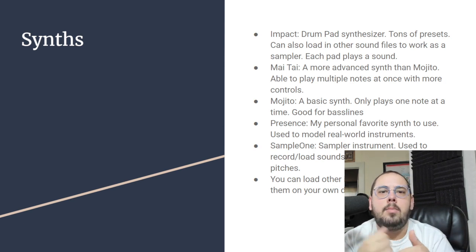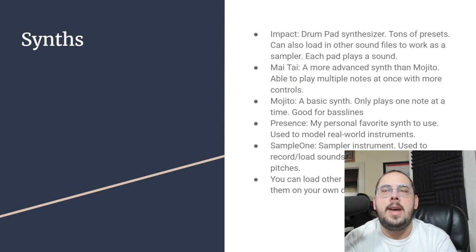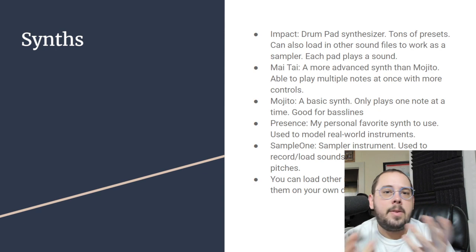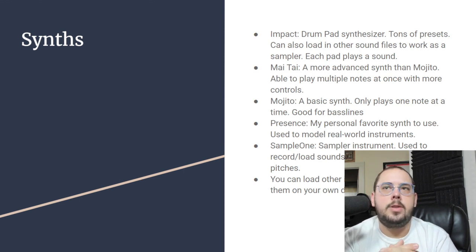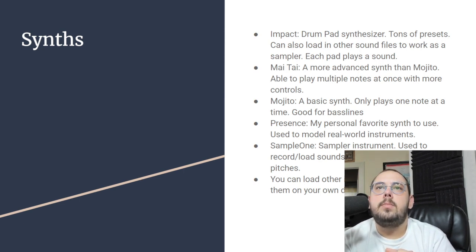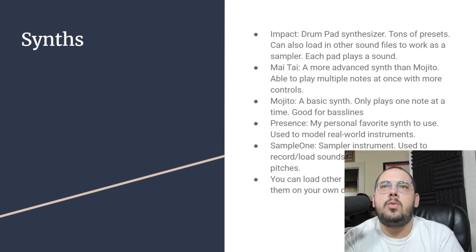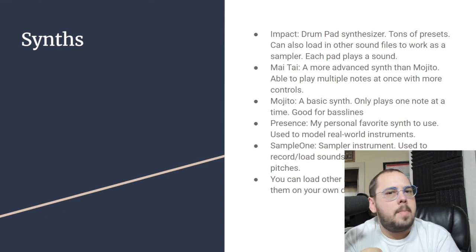Mai Tai is a more advanced synthesizer than Mojito, the one that I mentioned earlier. They're very similar in terms of sound quality, I find, but the big difference is that Mai Tai can play multiple notes at once, chords, whereas Mojito only plays one note at a time. Mai Tai also has more controls that you can adjust. I've already talked a bit about Mojito. I think it's really good for bass lines and certain melody lines. It depends on the preset you're using.